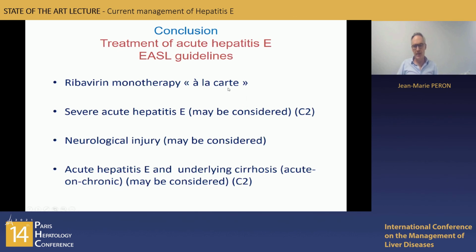Treatment of acute hepatitis E is ribavirin monotherapy. Patients with severe acute hepatitis E may be considered. So these are the EASL guidelines, may be considered. Patients with neurological injury may be considered, and patients with acute hepatitis E and underlying cirrhosis may be considered. If you want my opinion, what we do in Toulouse is we treat these three types of patients with ribavirin.